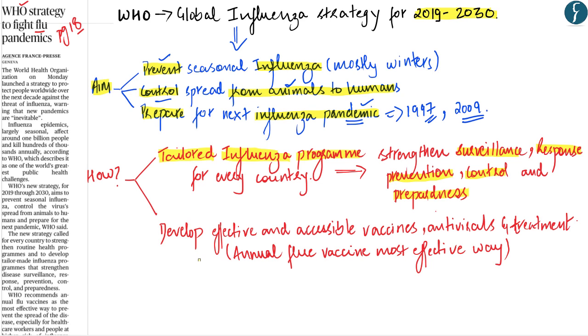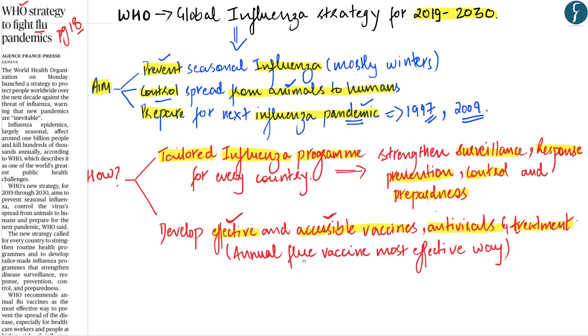The second is that the WHO wants the countries to develop better tools to prevent, detect, control and treat influenza. And for this, they want more effective and accessible vaccines, antivirals as well as treatments to be developed. The nature of the influenza virus is such that the strains keep on mutating. Hence, the vaccine formulas have to be regularly updated, and in a way they offer only limited protection. Therefore, what is required is to have more effective vaccines, and secondly, the vaccines which are developed should be accessible to all the people in all the countries.